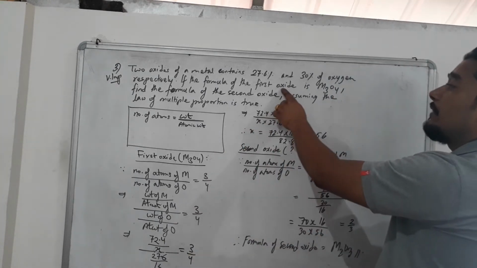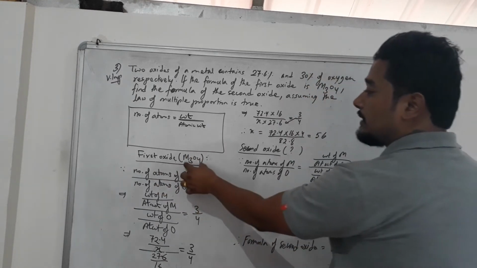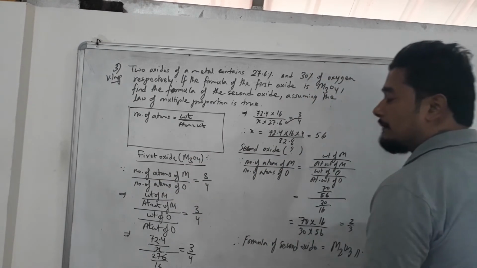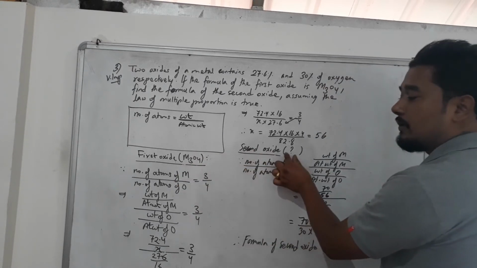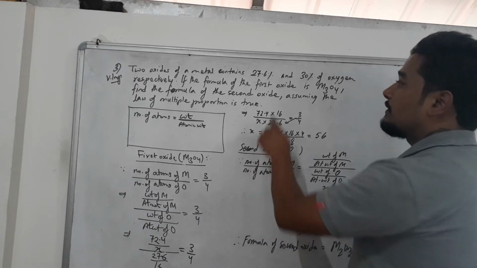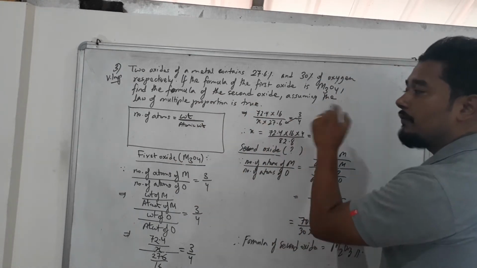So right now the formula of the first oxide is given, so we will start from the first oxide, whose formula is M3O4, and you have to find the formula of the second oxide, question mark. If it was given for the second oxide, I could have started with the second oxide, if you had to find the first oxide.